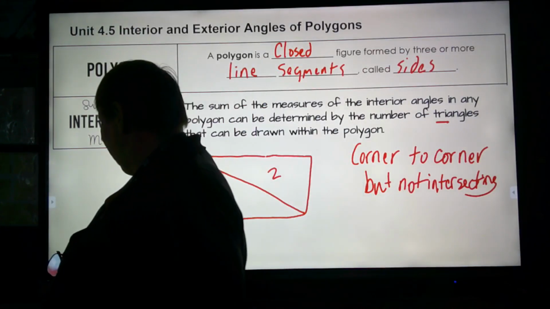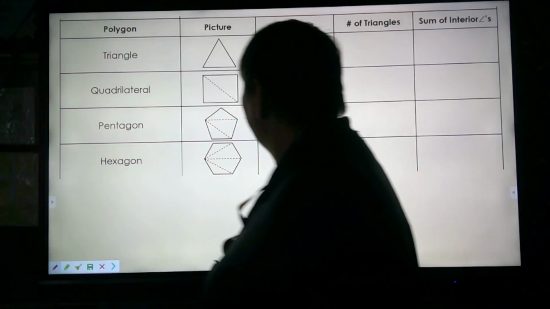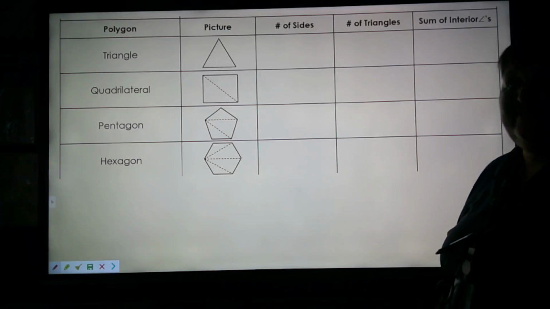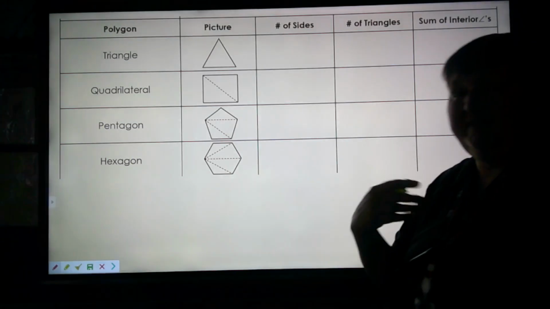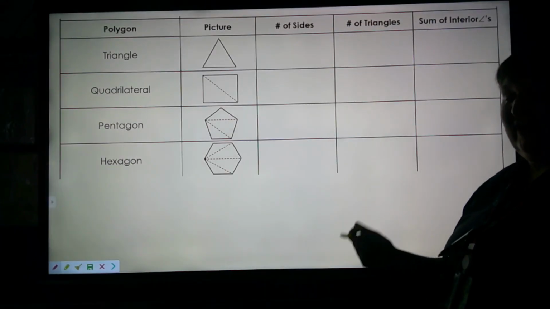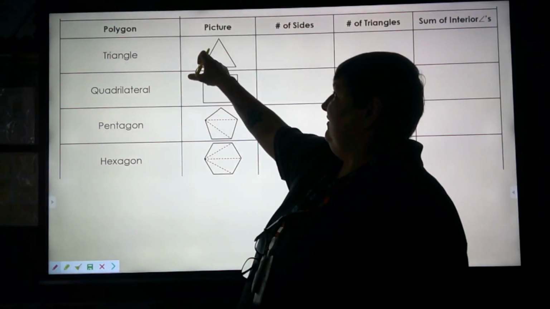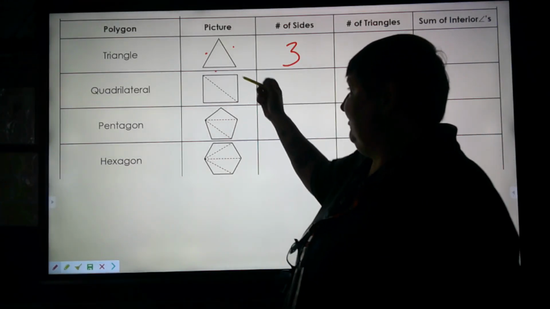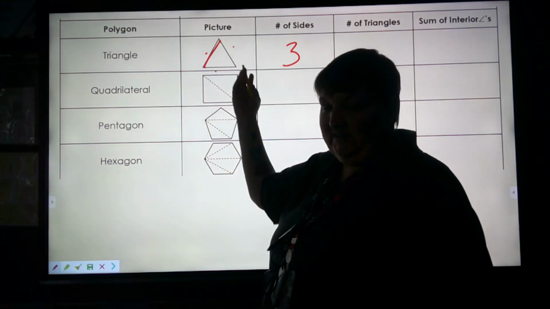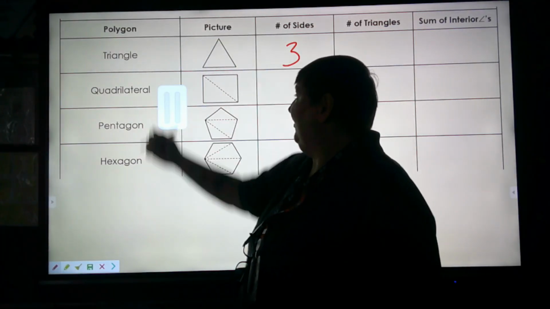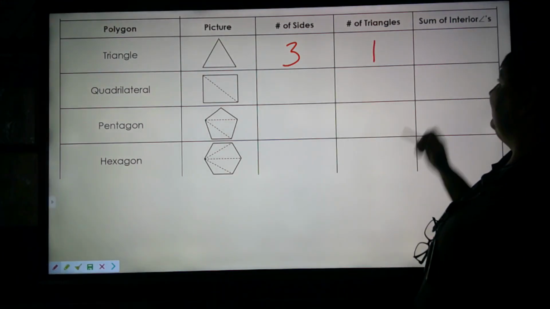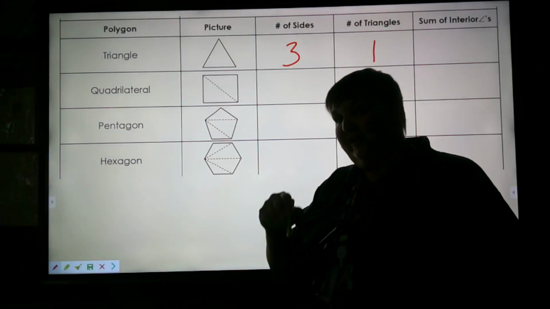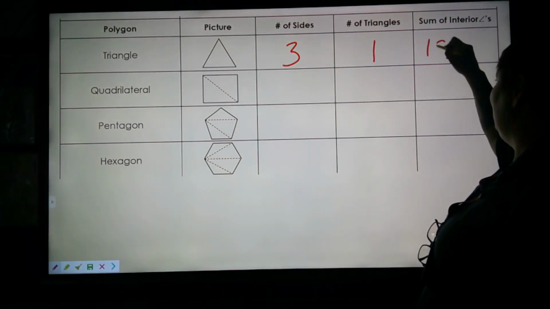We have the handout. Should look like this. Now let's see if we can fill in this chart and use it to find the pattern of how this works. A triangle has three sides. There's only one triangle in a triangle. If you go corner to corner, you can't make any more triangles. And the sum of interior angles, if you add up the interior angles of a triangle, it has to equal 180 degrees. Always 180 degrees.